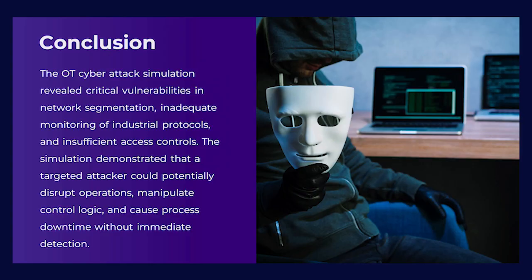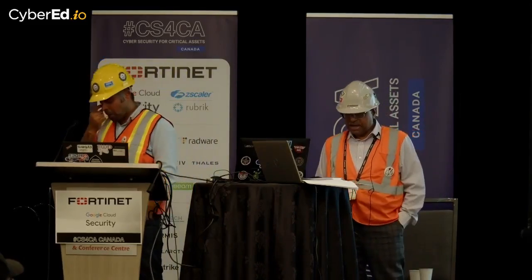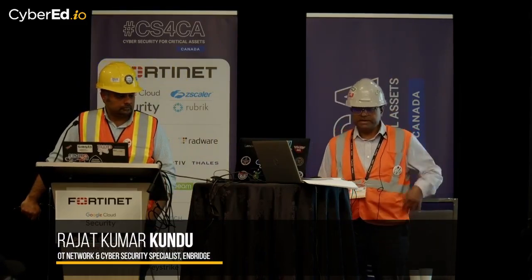Yeah. So what we have learned today is that the OT cyber attack simulation has told us about critical vulnerabilities in network segmentation. That's what we did. Also inadequate monitoring of industrial protocol and insufficient access control. Access control is very important because that's how the Kali Linux got into the system. So this simulation demonstrated that a targeted attacker, if he's focused enough, can potentially disrupt operations. He can actually manipulate the control logic, and he can create huge downtime without immediate detection. And we have seen the consequences of it. It could mean lost life, lost property, lost production, lost everything.